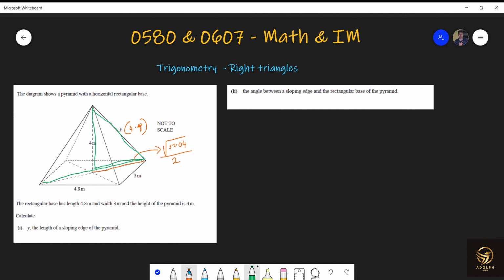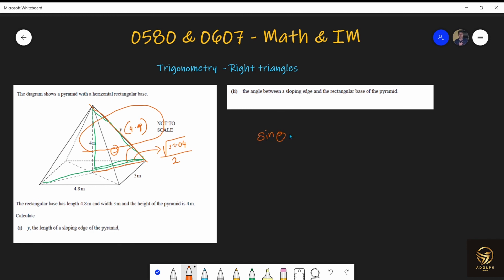Actually, which angle are they asking? This is the angle they are asking: the angle between the sloping edge, actually this is the sloping edge, and the base. Now we have to consider the diagonal of the base. So this angle is what we have to calculate. How are we going to calculate? It is related with trigonometric ratios, with 4.9 and root of 32.04 by 2. All three sides are there, so we can use any ratio. But these two sides, this 4 and this 4.9, are a bit easy, opposite side and hypotenuse, so I can use sine theta here.